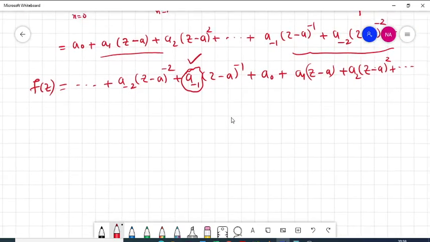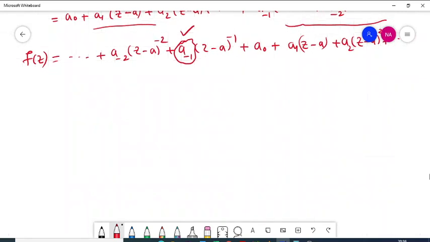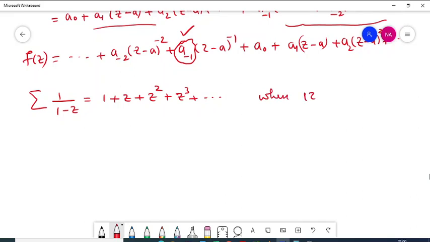So this is the introduction to Taylor's and Laurent series, and to solve problems on this you need to recall this one: 1 by 1 minus z, the value of this will be 1 plus z plus z square plus z cube and so on, when mod z is less than 1.